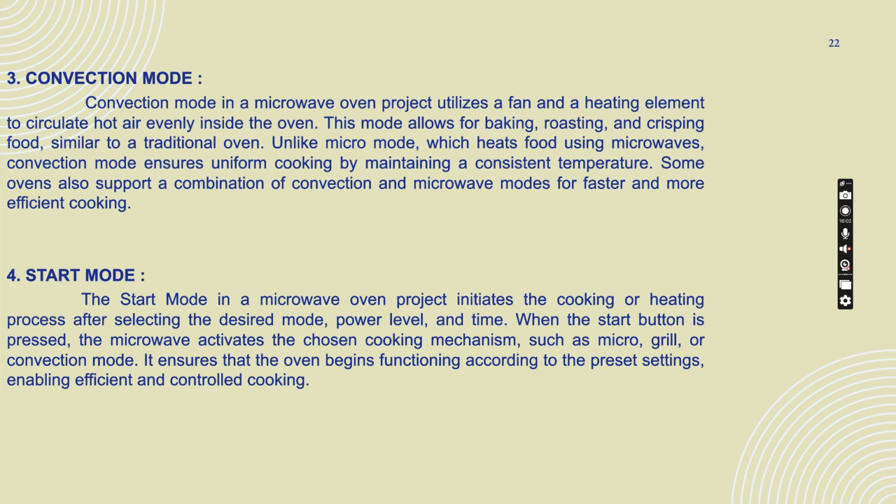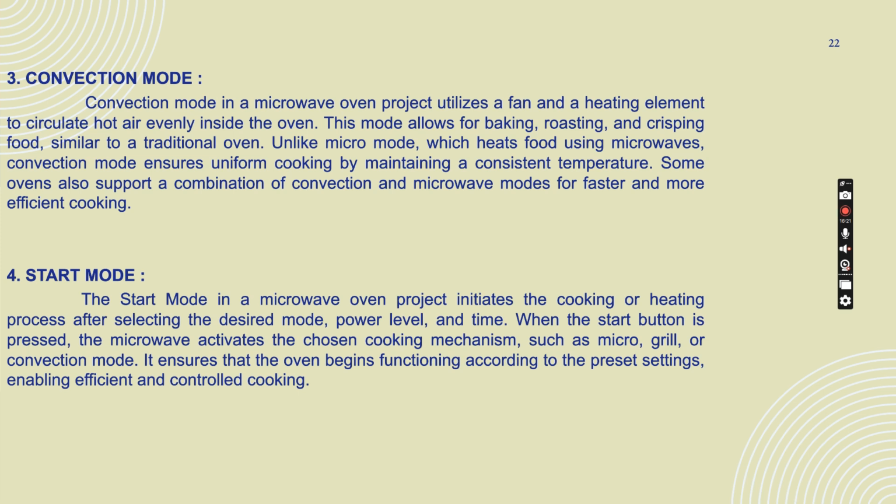So there is a convection mode. Convection mode in the microwave oven project utilizes a fan and a heating element to circulate air evenly inside the oven. This mode allows for baking, roasting, and crisping food, similar to a traditional oven.